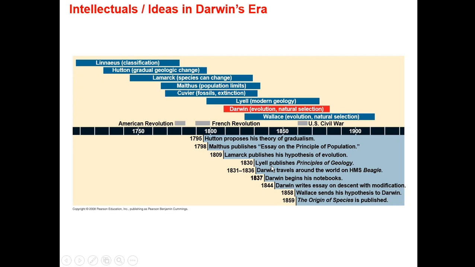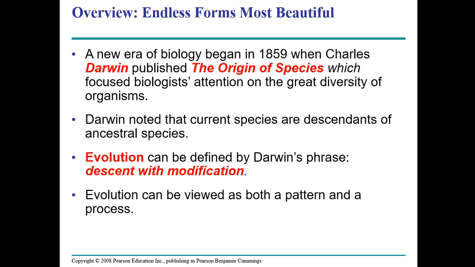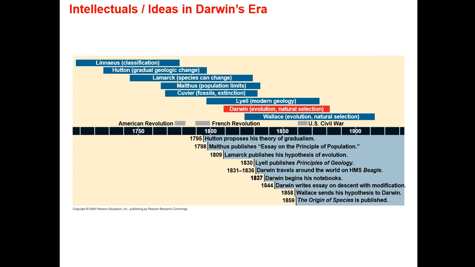Darwin, around 1831 to 1836. Before his work was published, of course, he first had to travel. His book was published around 1859, but before that, from 1831 to 1836, he traveled around the world aboard the HMS Beagle. Darwin begins his notebook around 1837. Darwin writes an essay on descent with modification, as a precursor to his published work. Wallace sends his hypothesis to Darwin, and around 1859, The Origin of Species is published.